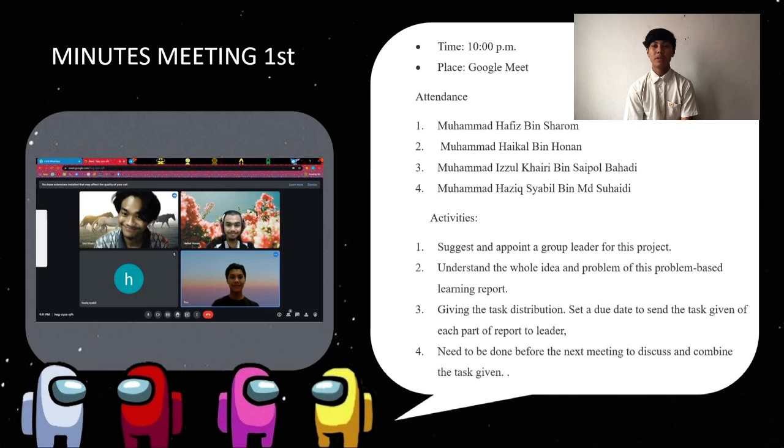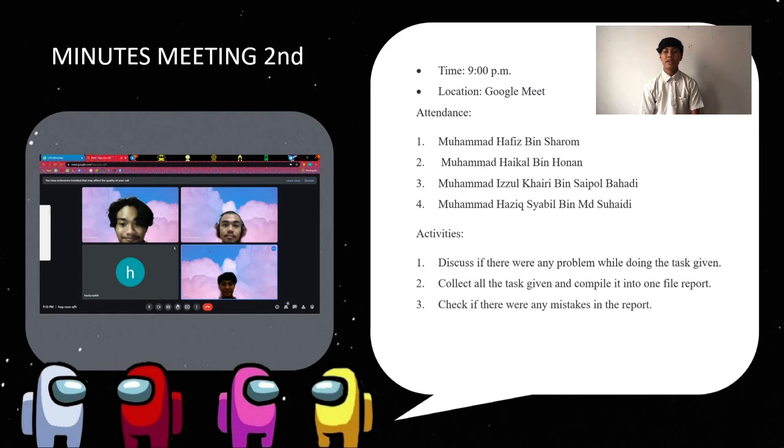Okay, that's all for the first meeting. For the second minutes meeting, the time is 9 p.m. Location in Google Meet. The attendance is, the first one is Muhammad Hafiz bin Sharom, second one is Muhammad Aikal bin Honan, the third one is Muhammad Izul Khairi bin Saiful Bahadi, the fourth one is Muhammad Haziq Syabil bin Mat Suhaidi.